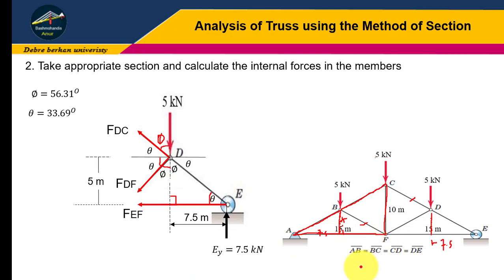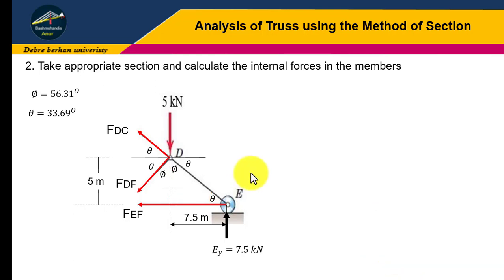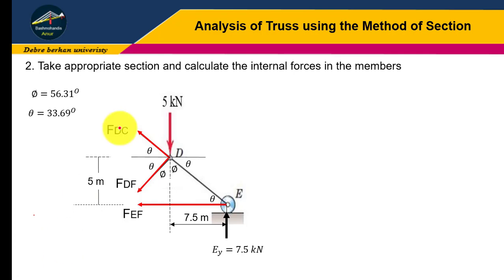Now let us continue the calculation part. As we can see here, this is the cut section. This cut section should be in equilibrium, okay? So with the method of sections, we have three equations. Summation of force along x must be zero, summation of force along y must be zero, and moment about any point must be zero for this section to be in equilibrium.